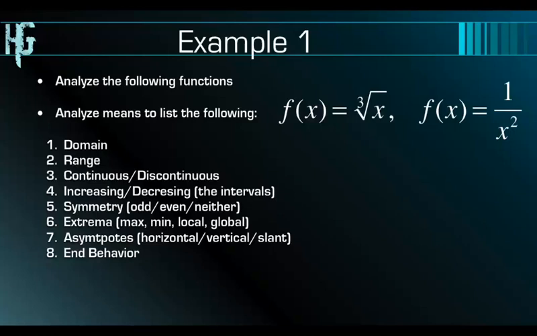Odd, if I can take my picture and turn it 180 degrees and I have the exact same image, that's odd. Odd means point symmetry around the origin. Okay? If you turn this upside down, do you get the exact same picture? Yes, you do. So this is odd. Now let me give you a much better way of determining even and odd.